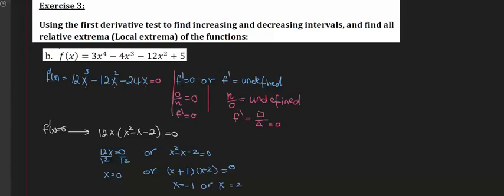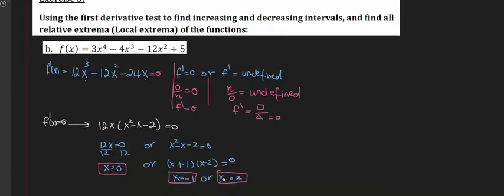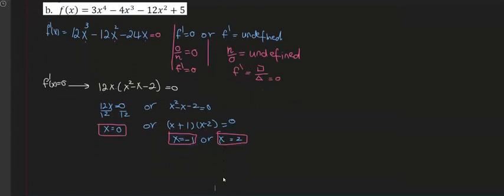Now, how many points do we have now? We have x equals 0 or x equals negative 1 or x equals 2. These are the solutions that we got from solving f dash equals 0. So now, after computing the critical points, these were the critical points, we are ready to go for the first derivative test and apply our test.